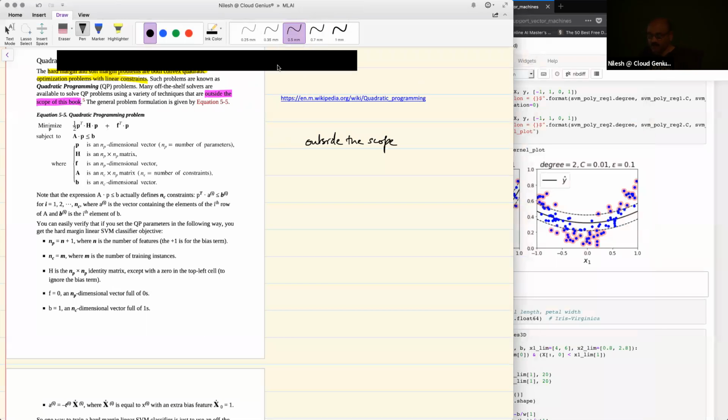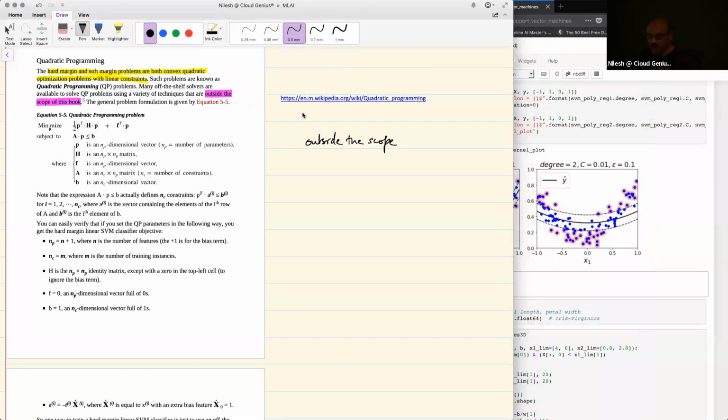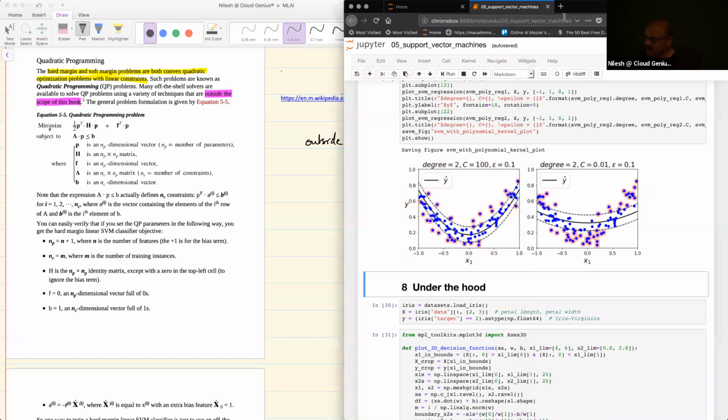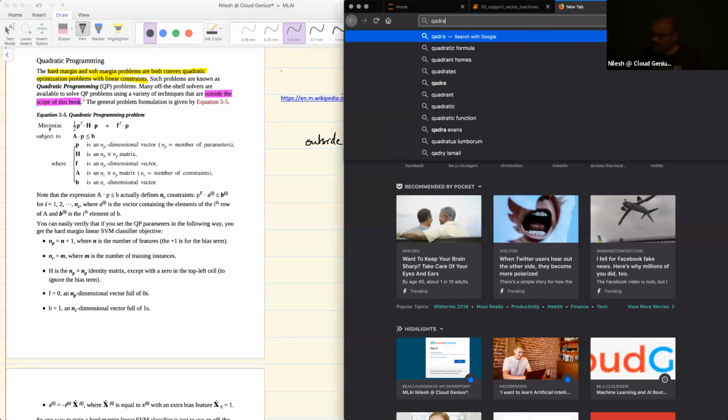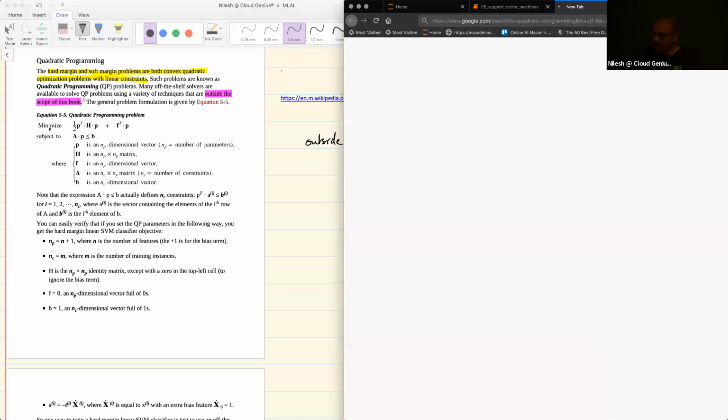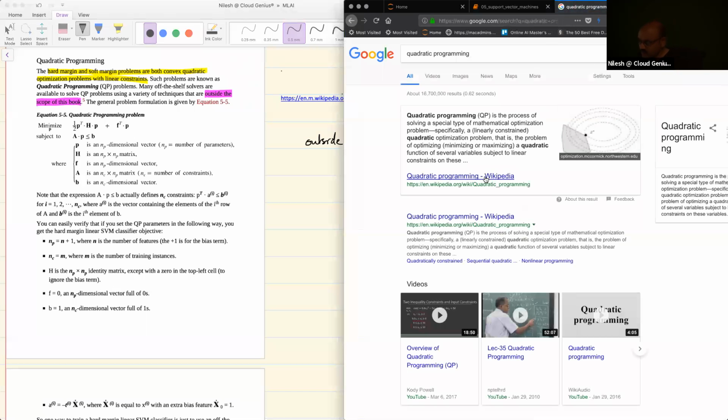So let's go there and clear my drawing. Then I have a link for us to go. So that is, why is it not clicking? Clear. And it is not going to let me click on that. Okay, fine. I'll just search it. Quadratic programming. That should take us to Wikipedia right there.